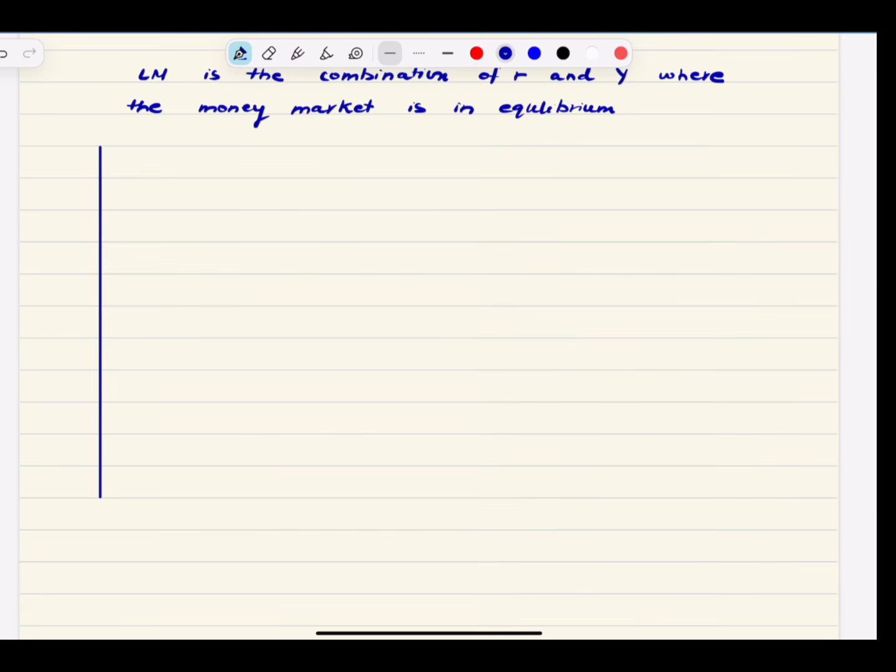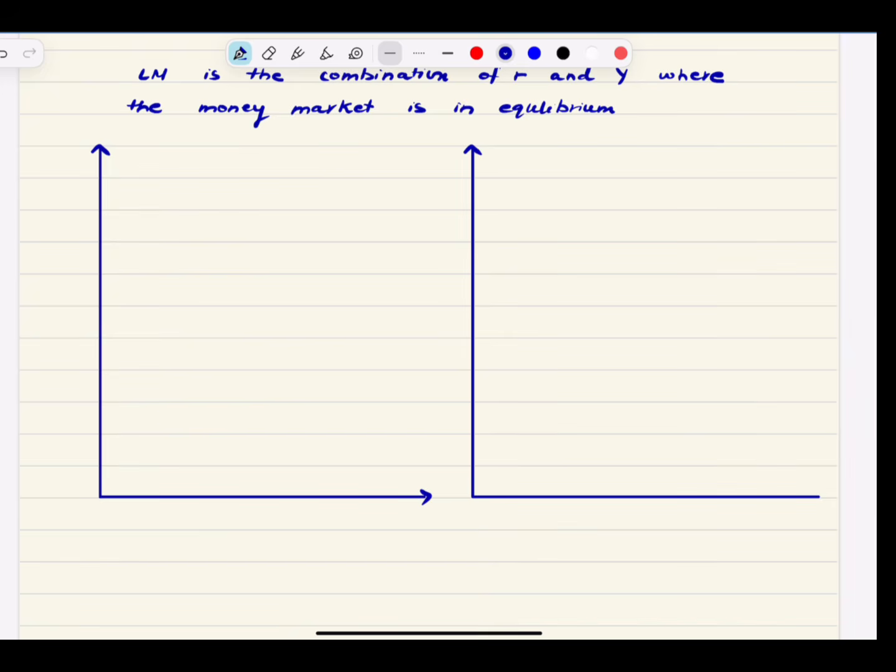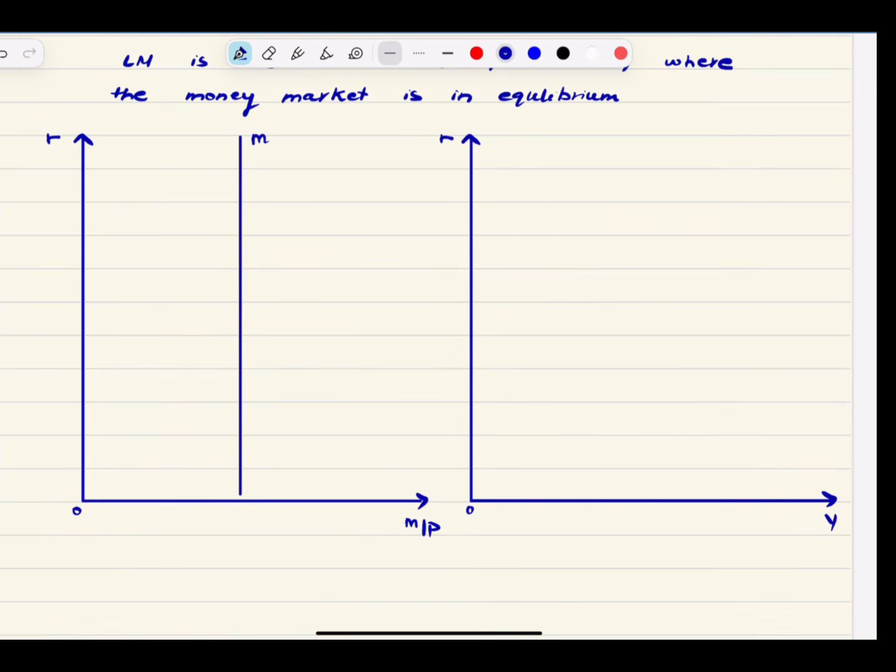This is a very basic derivation because it's covered mostly in the first year of economics for undergraduate students. So I don't think I need to emphasize too much on how this is made. We have R on the vertical axis, and we have real money balances on the x-axis here and output on the x-axis here. So we have a vertical money supply curve, and it's vertical because it's exogenously set by the central bank, and we have a negatively sloped demand curve.